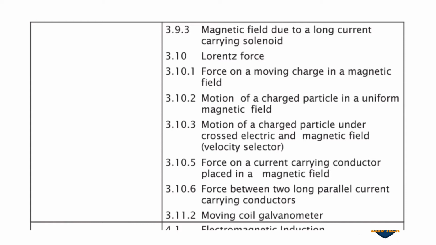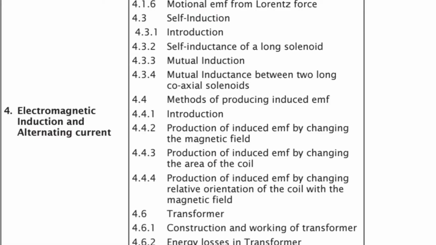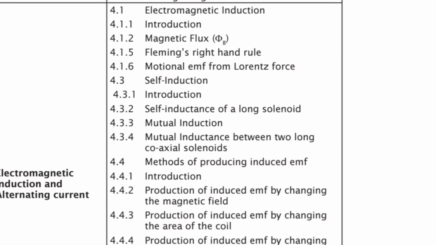charge in a magnetic field, 3.10.2 motion of a charged particle in a uniform magnetic field, 3.10.3 motion of a charged particle under crossed electric and magnetic field, velocity selector, 3.10.5 force on a current carrying conductor placed in a magnetic field, 3.10.6 force between two long parallel current carrying conductors, 3.11.2 moving coil galvanometer. Next, fourth chapter, electromagnetic induction and alternating current.